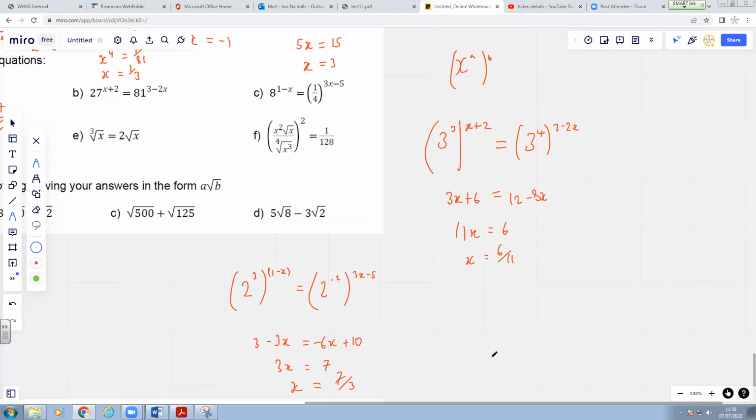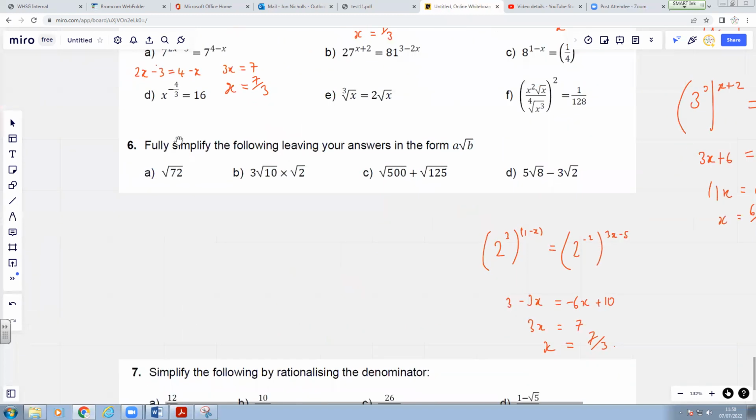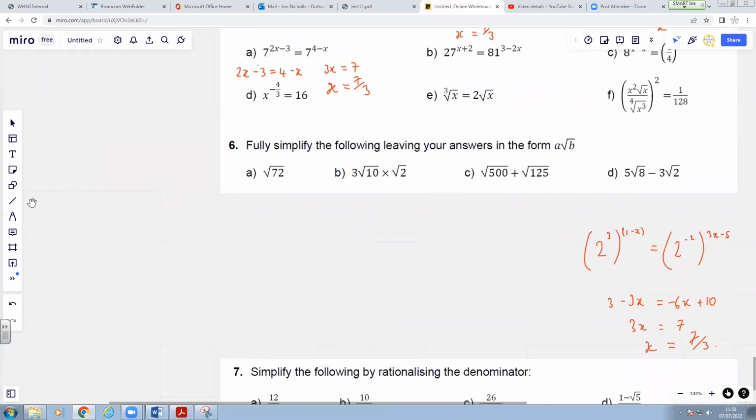I'm sure that came up somewhere else in this homework. They're tricky though, those ones. They're a little bit trickier. Okay, D, x to the minus 4/3 is 16. Well, this is similar to an earlier one we did, because we can say, okay, x to the 4/3 then is 1/16.